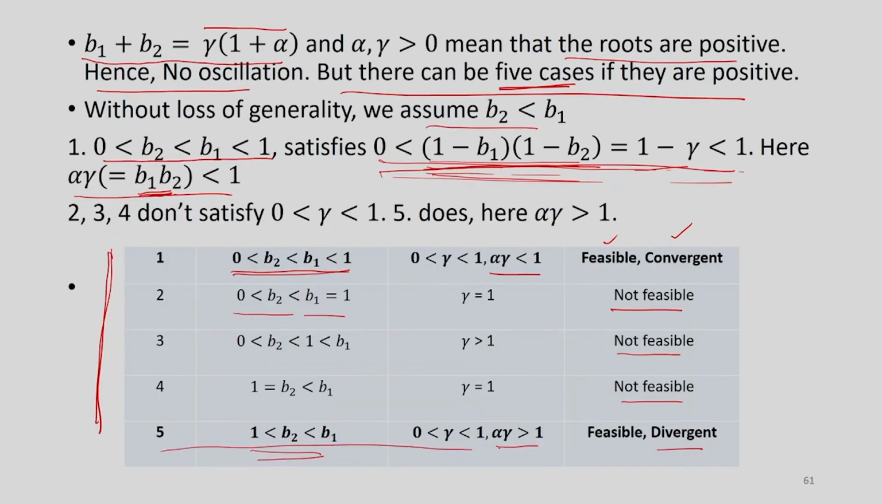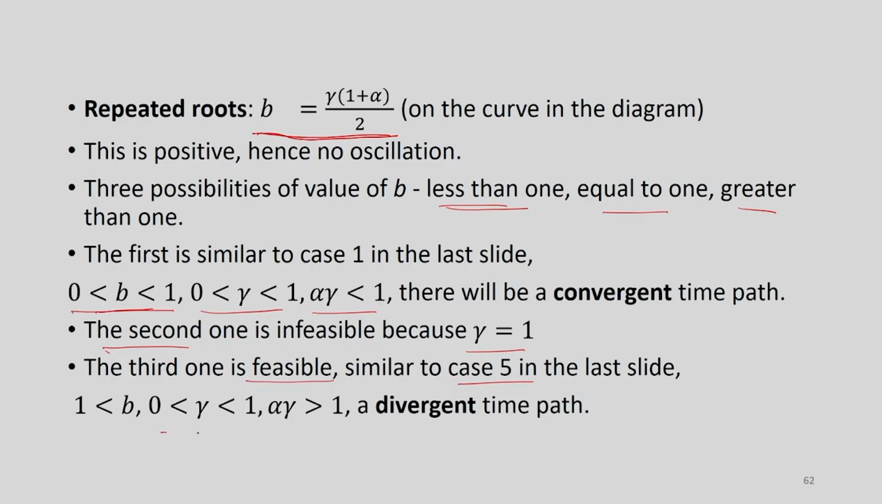So, this is the case, and we have seen that it is feasible because in this case gamma can be greater than 0 and less than 1. In this case alpha multiplied by gamma is strictly greater than 1, and that is a divergent time path. Now, notice one pattern: whether we are going to have convergence or divergence is reflected in what is happening to alpha multiplied by gamma. If alpha multiplied by gamma is less than 1, it is convergence, and if it is greater than 1, there is divergence.